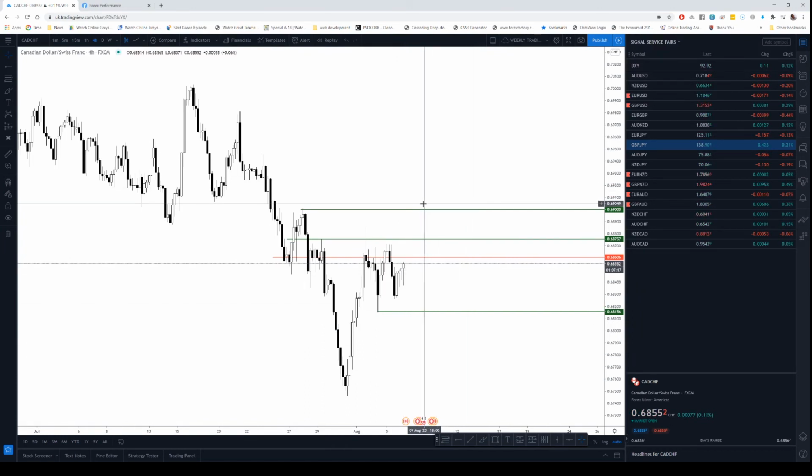If not, then we wait. Okay, so there's nothing to do on this right now. It's just patience. If you're still short, keep it, because the daily time frame is still bearish. If we trade above this, then I'll say, okay, the daily trend has changed, so we need to start looking for buys. But until we get that, the daily trend is still bearish, so you look for sells. I hope that helps.